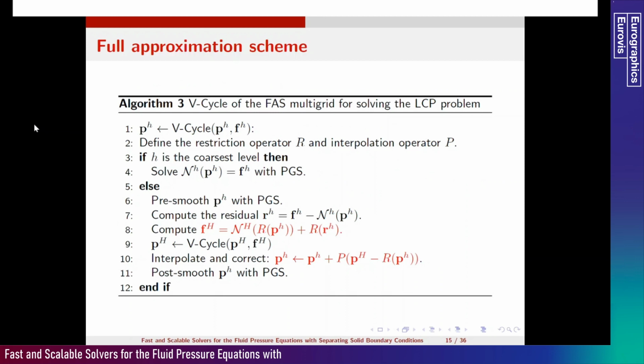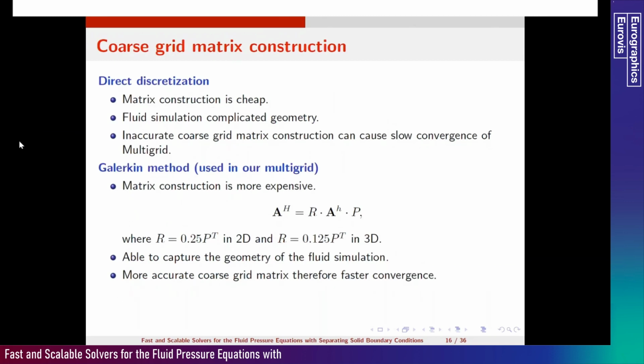The right-hand side, H, contains both the restriction of the residual and the coarse grid operator applying to the restriction of the fine grid solution. To compute the coarse grid matrix, one way is to formulate the matrix with a direct discretization on the coarse grid, which is cheap. However, due to the complexity of the free surface simulation, the matrix may not be accurate enough to ensure good convergence. To address this issue, we construct the matrix using the Galerkin method.